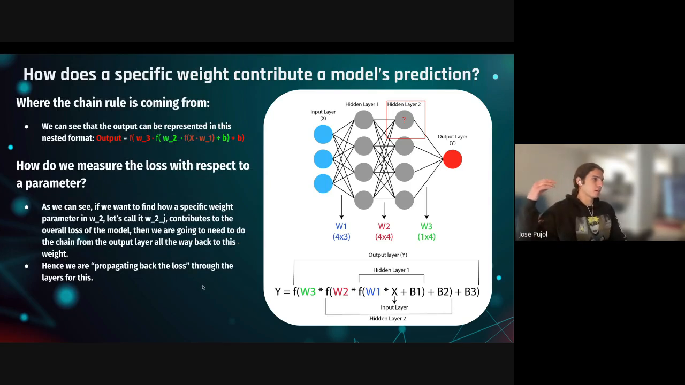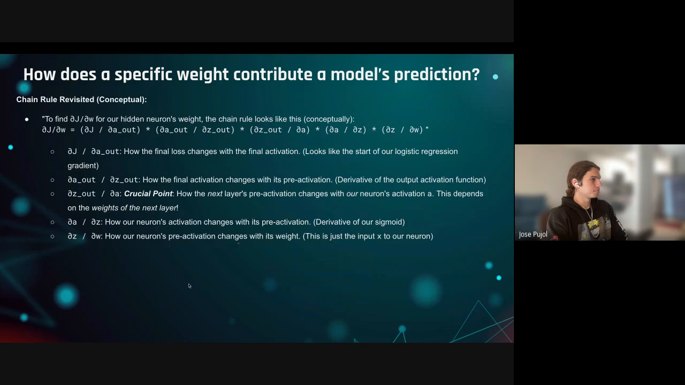So if you have this output function, what I've written here, if you take the derivative of this, you're going to see that it's a function within a function. So we're just going to be taking those chain rule derivatives going backwards. So the chain rule revisited. If you want to find the cost for a particular weight, you need to find, okay, what was the cost for the output that I just gave?